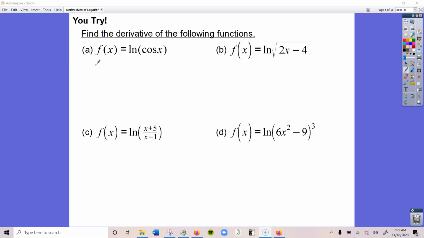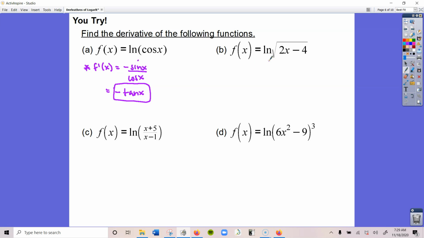For this first one, we have f of x is equal to the ln of cosine x. So the derivative f prime of x would be the derivative of cosine, which is negative sine, over cosine x, which is sine over cosine, equal to tangent. So my final derivative would be negative tangent x.